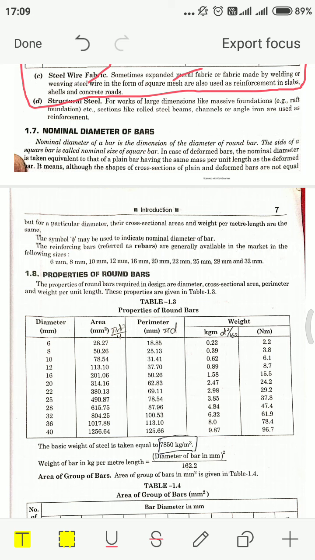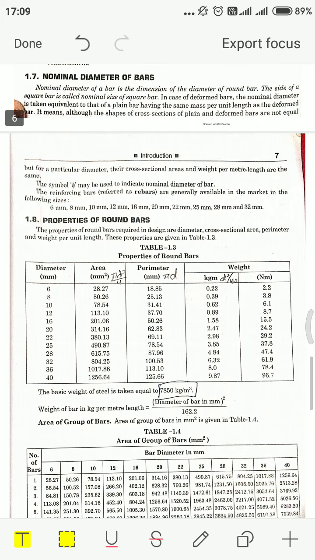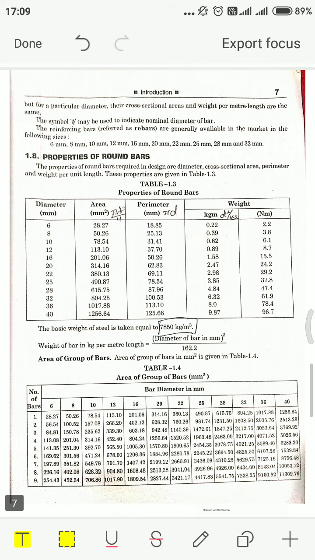It means although the shapes of the cross sections of the plain and deformed bars are not equal, for the particular diameter, their cross sectional area and the weight per meter unit length are the same. The symbol phi may be used to indicate the nominal diameter of the bar. So the different diameters of bar we use are 6 mm, 8 mm, 10 mm, 12 mm, 16 mm, 20 mm, 22, 25, 28, 32, and so on.